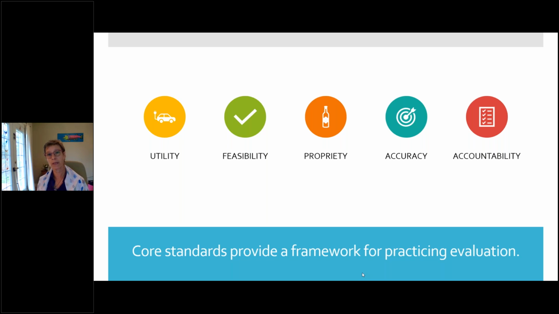And then there's the accountability part of it. And that really speaks to documenting. How did you go about your evaluation, so that somebody else could look at it and go, you know, what about this? What about that? Why didn't you ask this? Or why did we try that? And it's a way of just checking and making sure that your evaluation is one that can stand up to some kind of scrutiny.